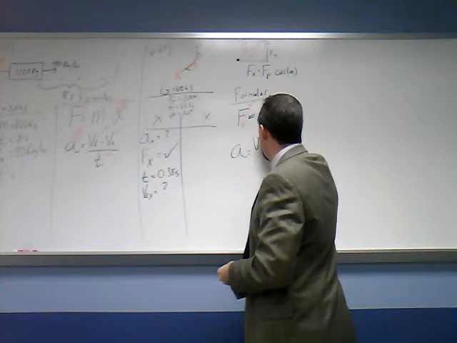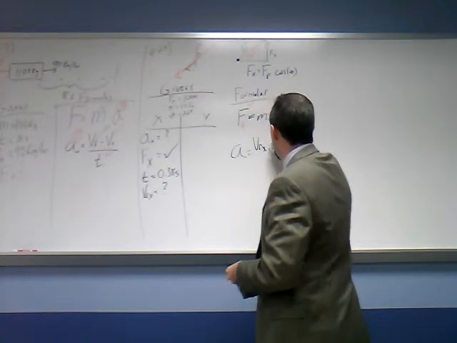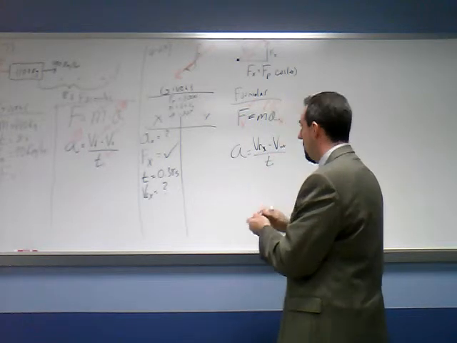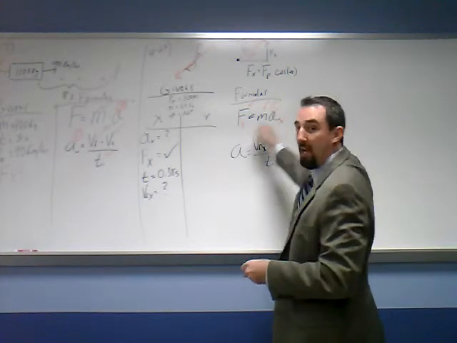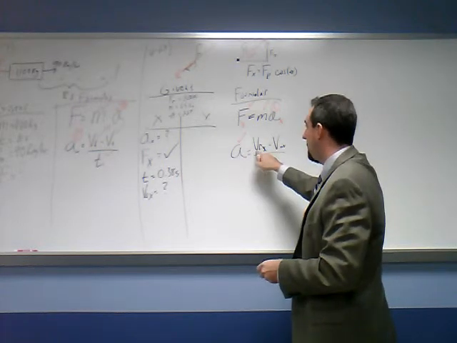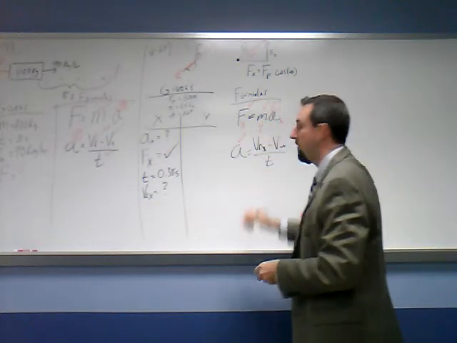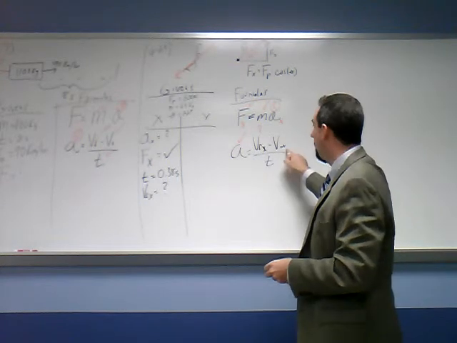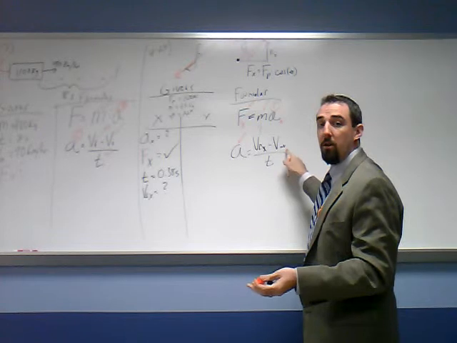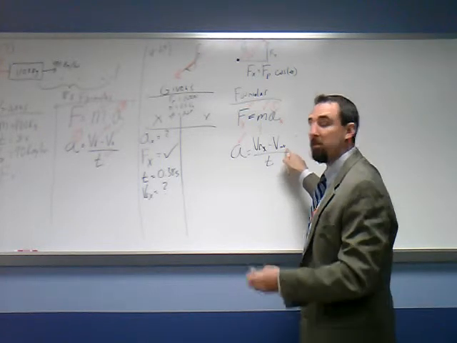a equals (v_fx minus v_ox) over t. Well, I just solved for a up here, so I have that. My final velocity in the x direction, that's now the thing I'm looking for. That's my new question mark. v_ox. Well, I'm starting from nothing, right? The race starts and the person's still, then they start pushing.